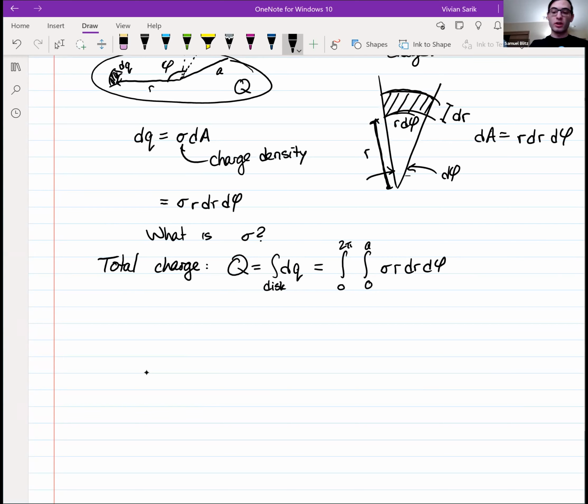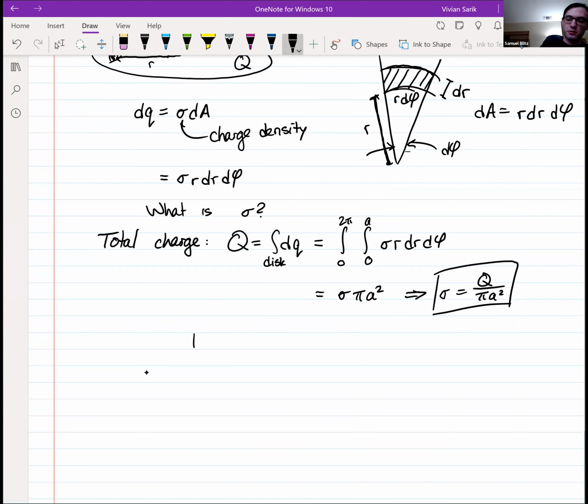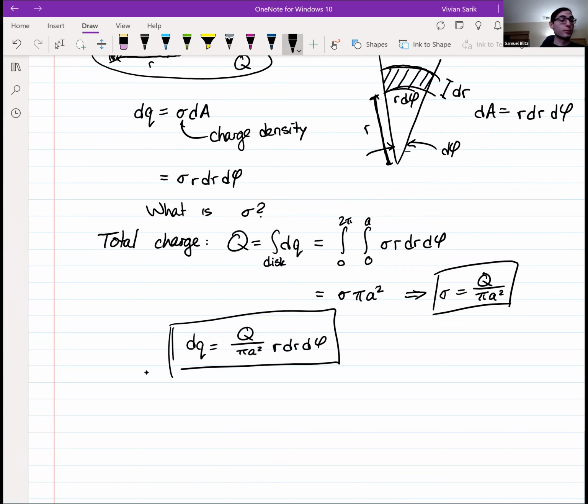And so now we can just do this integral, and it works out that this is completely expected. This is sigma times pi a squared, because sigma is a constant, so you can pull it out. Then you're just integrating the area of a disk, and the area of a disk is pi a squared. So that tells us that sigma is just q divided by pi a squared. Easy peasy. I'm going to put a box around that so you remember it for later. All right, so that means that dq is q over pi a squared times r dr d phi. So far, so good. Remember, we had to get dq before. It's just a little bit more complicated now.